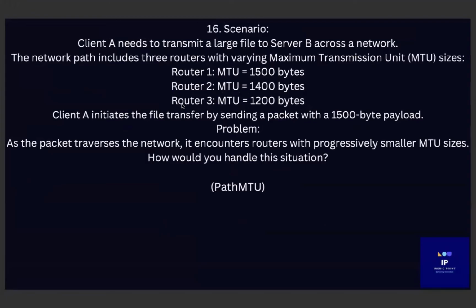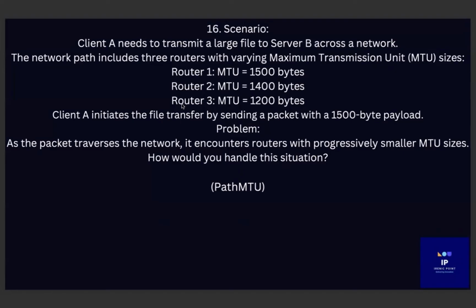Question 16 is also scenario based. Here, client A needs to transmit a large file to server B across a network. The network path includes three routers with varying MTU sizes. Router 1 with MTU 1500 bytes, router 2 with MTU 1400 bytes, router 3 with MTU 1200 bytes. Client A initiates the file transfer by sending a packet with a 1500 byte payload. Now, the challenge here is, as the packet traverses the network, it encounters routers with progressively smaller MTUs. How would you handle this situation?